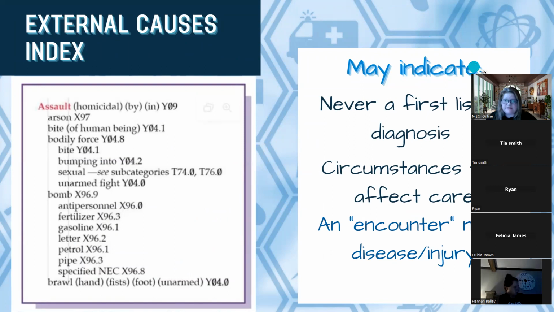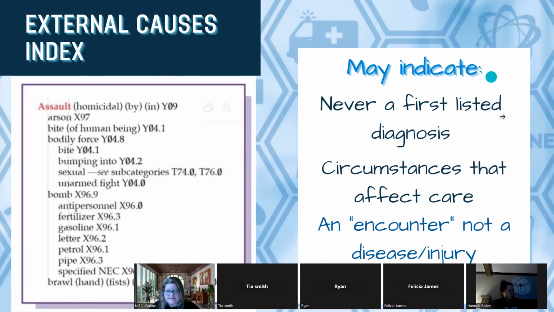All right, your external causes index. We've talked a little bit about this, but there are some important points that you need to remember. A code that you find in the external causes index will never be a first listed diagnosis. Never. You do not code them first. You always have a primary reason, and the external cause is just that, an external cause. It just adds additional information about how the person got the injury or illness. It will probably consist of circumstances that affect care.